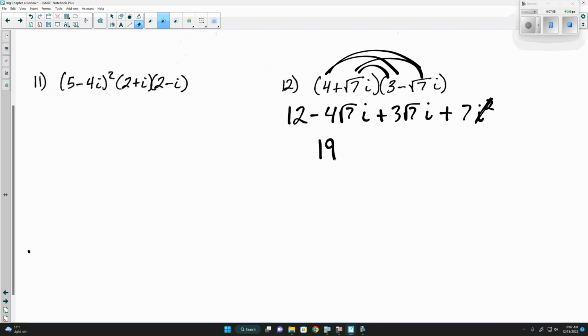Negative 4 square root of 7i plus 3 square root of 7i is going to be negative 7 square root of 7i. And that's it.